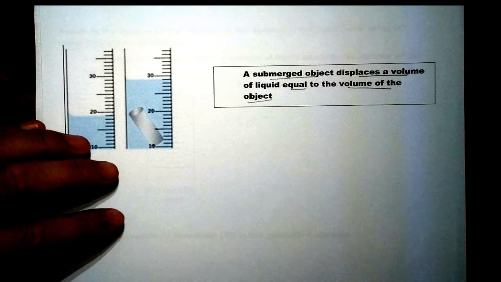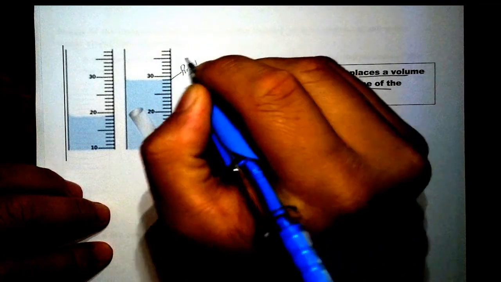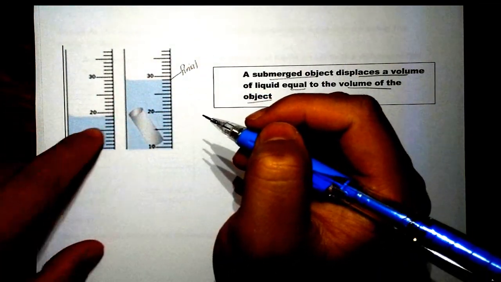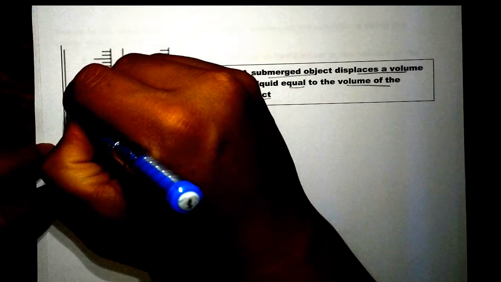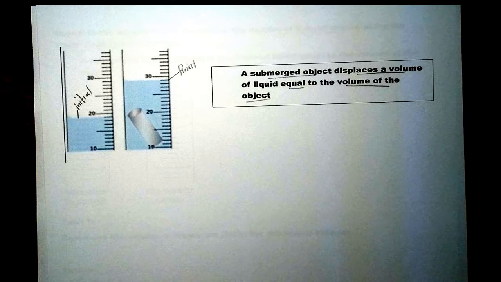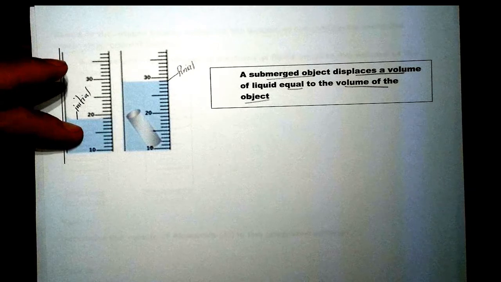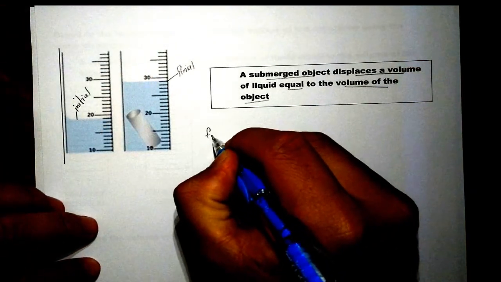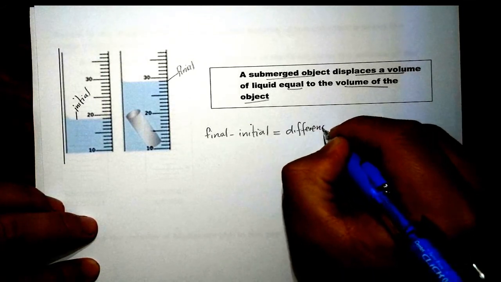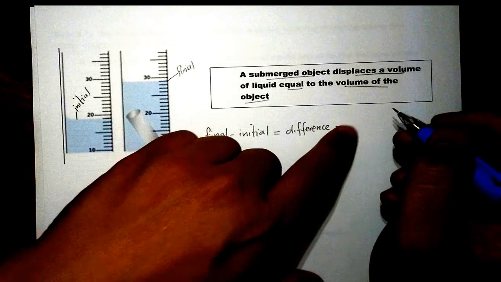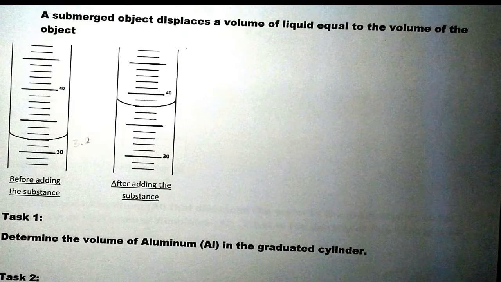And think of this in terms of math. Basically this will be your final reading, the result from adding the object, and this will be your initial reading. Once we figure out the difference, which is a basic equation, we take the final minus initial, that will give us a change. So we take final minus initial, that will give us the difference, which is equal to the volume of the object. Right there.